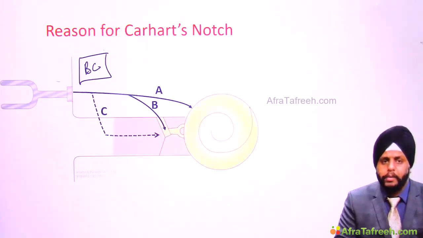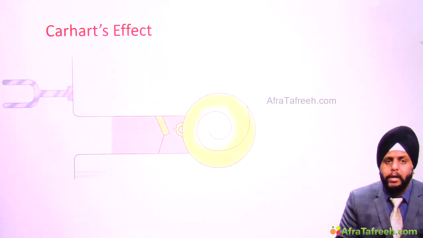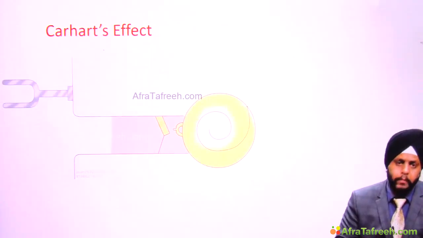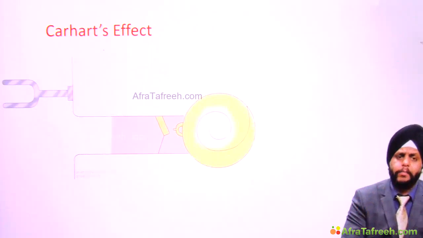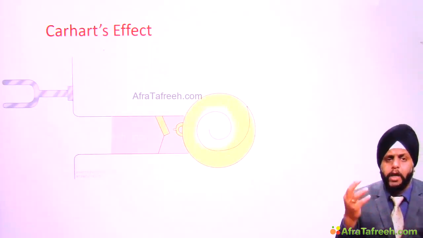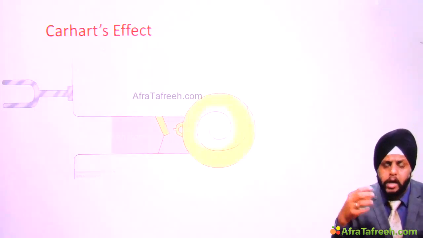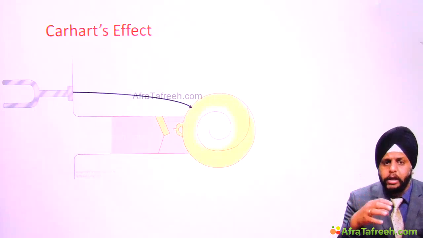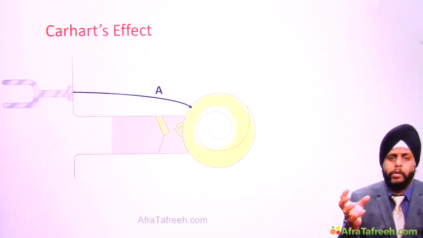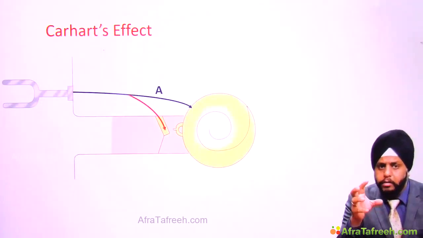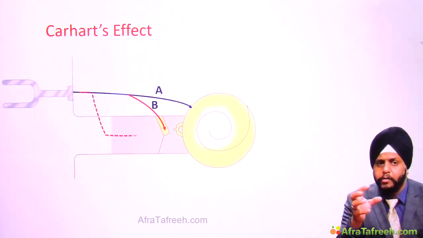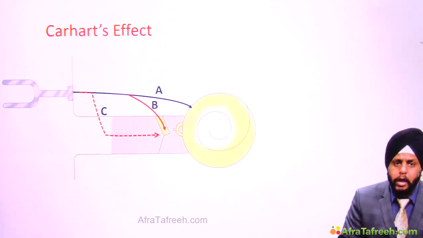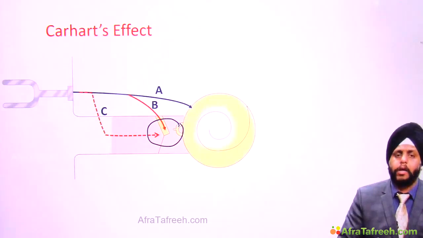Now what happens? Suppose the middle ear ossicles are not working. The chain is broken, or let's say the stapes is fixed. So now we have a phenomenon that's known as Carhart's effect. What happens in Carhart's effect? The direct transfer to the cochlea will happen, but the transfer going through the ossicles or the air in the EAC is now not happening.